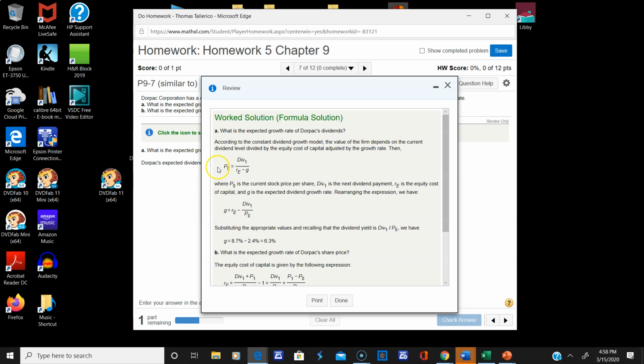So this is an equation everyone should know. This is telling you the price of a stock with constant growth dividends. And here's the dividend, okay? And here is the equity cost of capital, and here's the growth rate. So again, this is the current stock price per share, okay? And this equation is in your book. All right, so this is the next dividend payment, as they say, and this is the equity cost of capital, and this is the dividend growth rate.